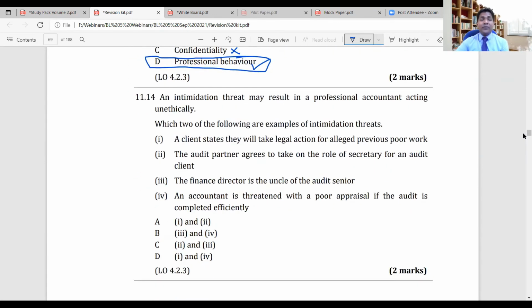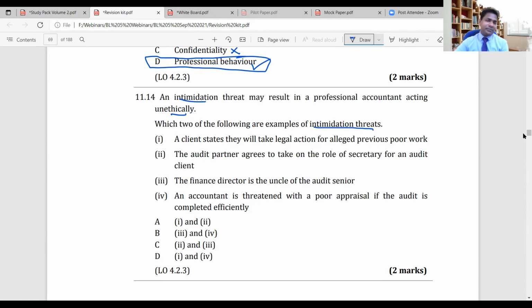Then 1.14, intimidation, which we discussed, the threat. An intimidation threat may result in a professional accountant acting unethically. Which 2 of the following are examples of intimidation threat? Read it 3 times. Yes, in intimidation it could happen.